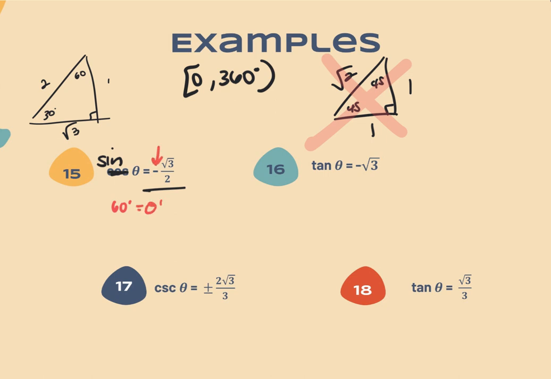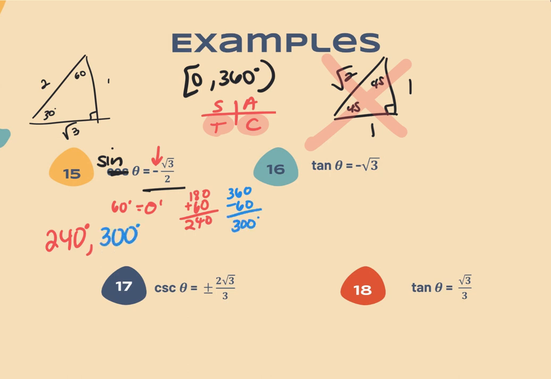But this is a negative. So if all students take calculus, which quadrants am I looking for sine to be negative? Third and fourth. So in the third quadrant, I do 180 plus 60. And I get 240. And in the fourth quadrant, I'm going to do 360 minus the angle. And I get 300. So those are the two angles that would give me a sine of negative root 3 over 2.